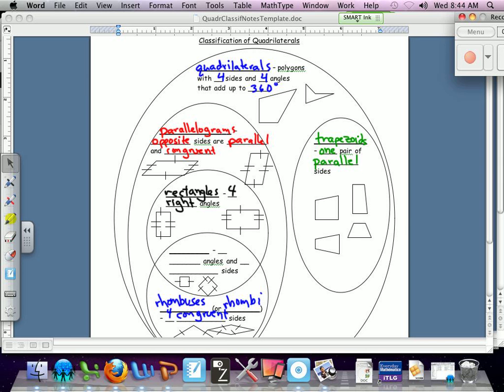All right. Now here's where the confusion usually falls. If I have a rectangle that also is a rhombus, so I have a 4-sided figure with 4 angles that add up to 360 degrees where opposite sides are parallel and congruent, there are 4 right angles, and those 4 sides are all congruent. What do I have? So this is a very, very specific type of rectangle, or a more specific type of rhombus. What do I have? Those are our squares. So squares have 4 right angles and 4 congruent sides. That's what makes them so special.